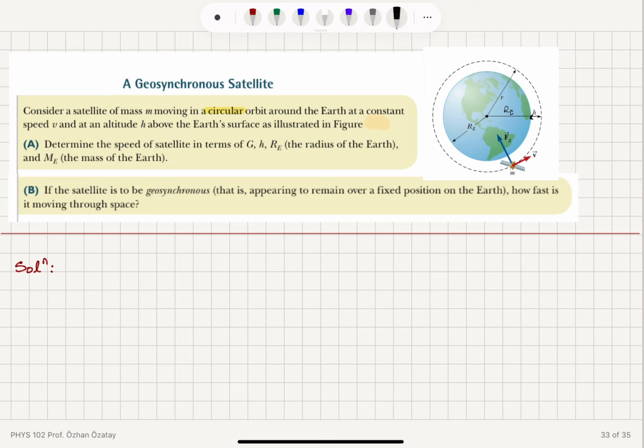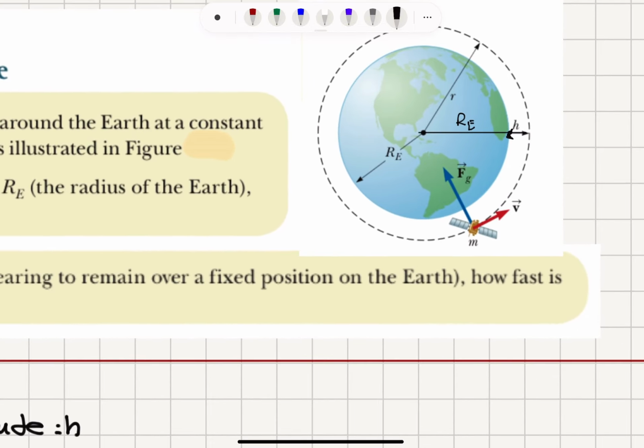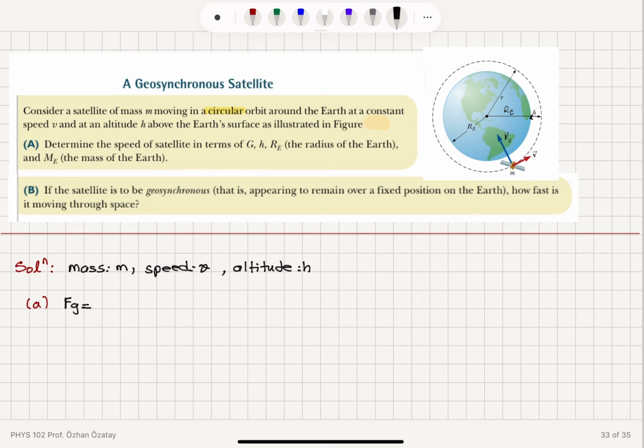Okay, now the mass of the satellite is m, speed is v, altitude from the Earth's surface is h. So let's start with part A. This is performing uniform circular motion. The gravitational force, as you can see, is the central, centripetal force, which is the gravitational constant G times the mass of the Earth times the mass of the satellite divided by the radial distance squared, which is (RE plus h) squared. So this must be equal to mv squared over r.